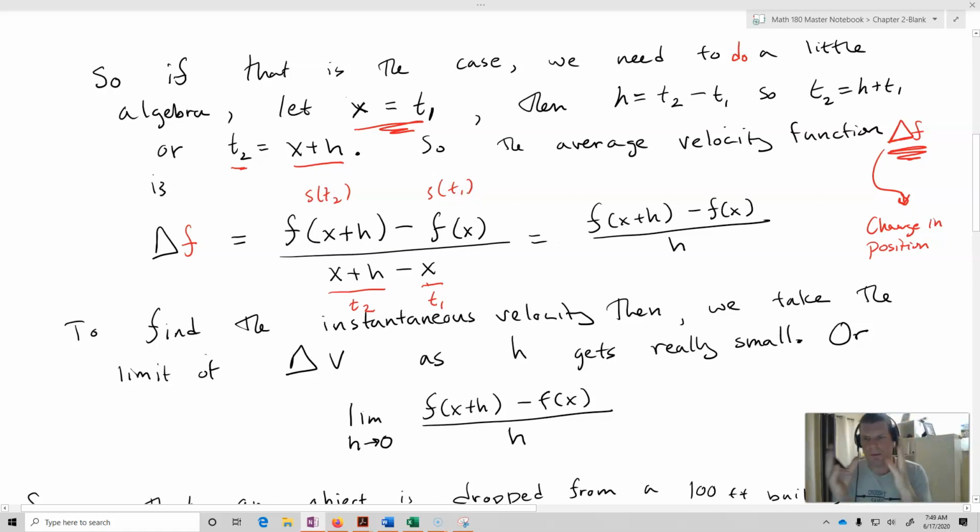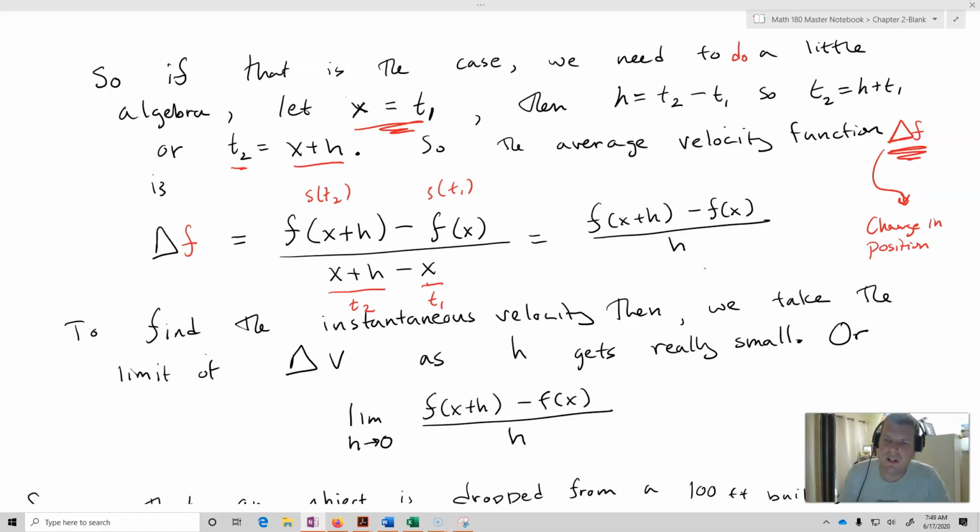So all we're doing is replacing it with some different variables that are, one, what our author uses, and two, very common when we work with these kinds of problems. So now we have f of x plus h minus f of x over h. Just a little bit of algebra in order to change our equation.